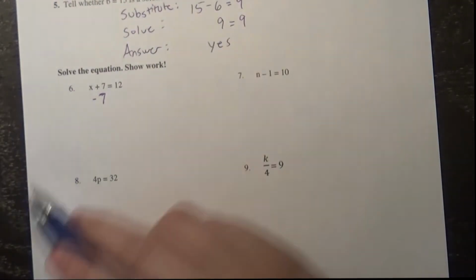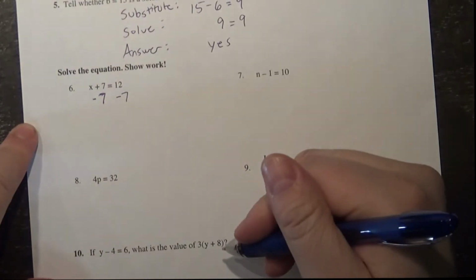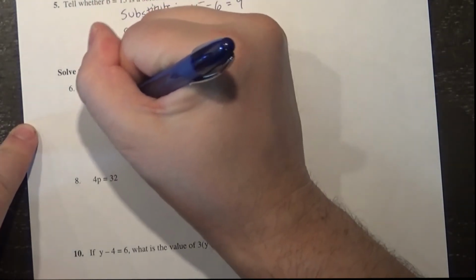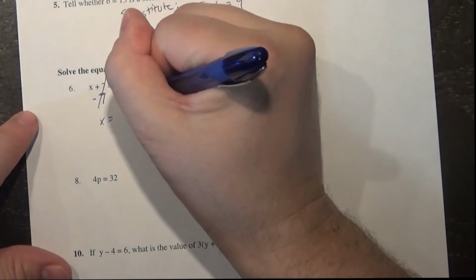If I do something on the left side, I have to do it on the right side. The exact same thing. That's minus 7. So these 7's cancel out. I have x, and x will equal 12 minus 7. That's going to be 5.